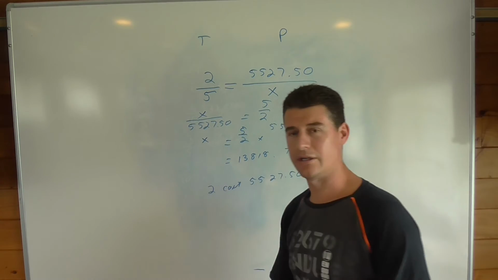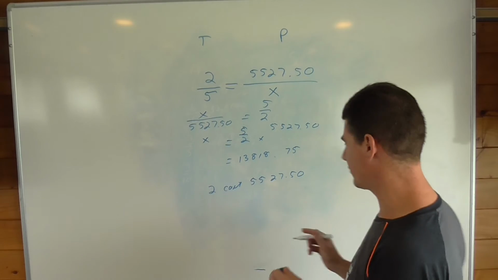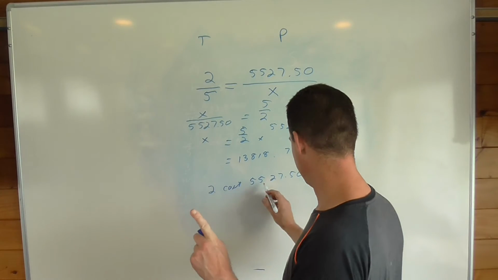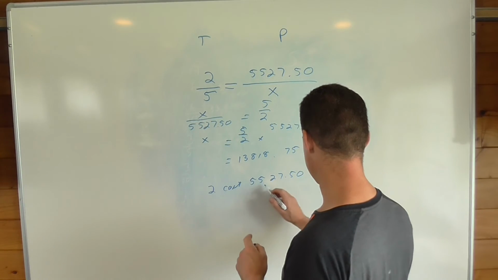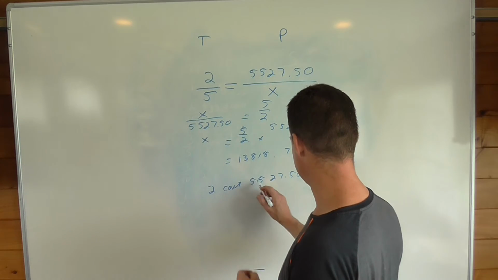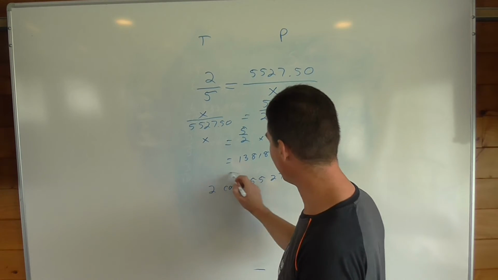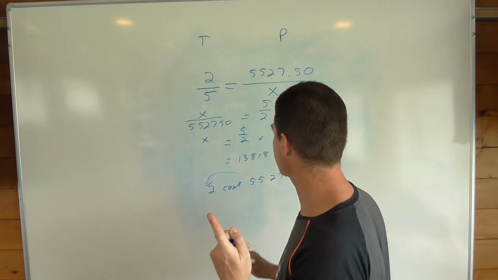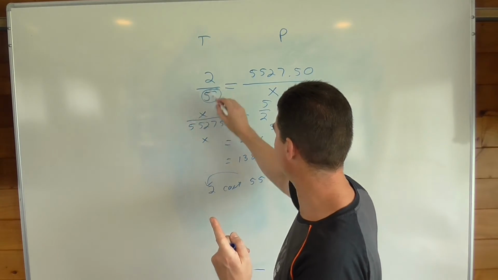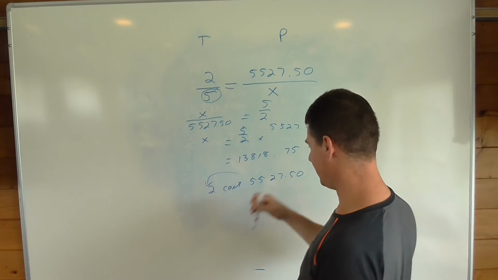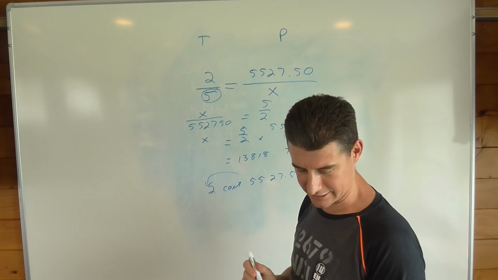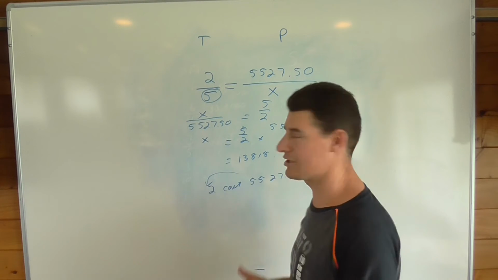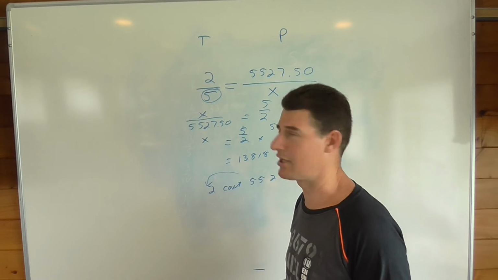You can always just calculate what 1 ton will cost you. So if 2 tons cost you 5527.5, you can say 5527.5 divided by 2, and that will give you the price of 1 ton, and then you simply multiply that by 5 to get to your total. So either way the answer will be correct.